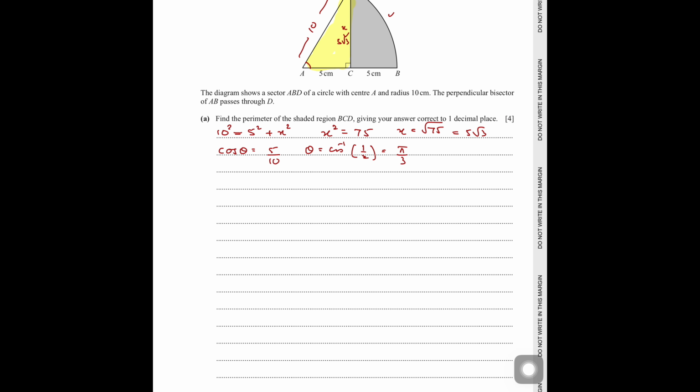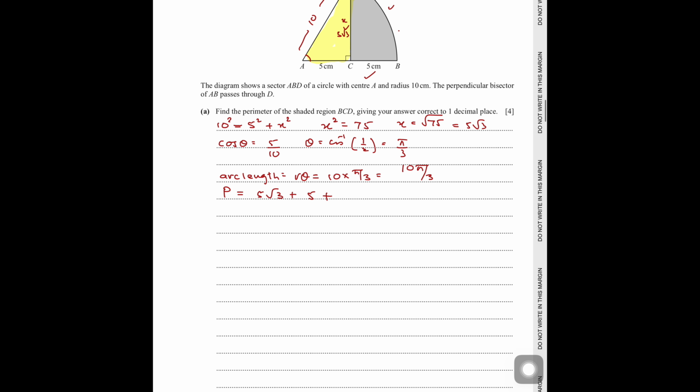So I'm writing this is now arc length is r theta. R is 10, theta is pi over 3. So this is 10 pi over 3. So now perimeter of the shaded region is 5 root 3 plus 5 plus arc length 10 pi over 3, and then I'm getting 24.132..., approximately 24.1 to 3 significant figures.